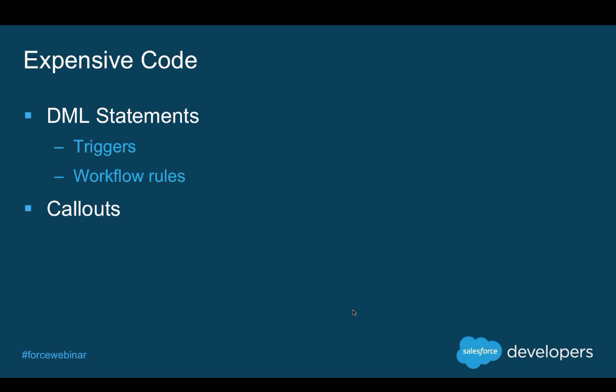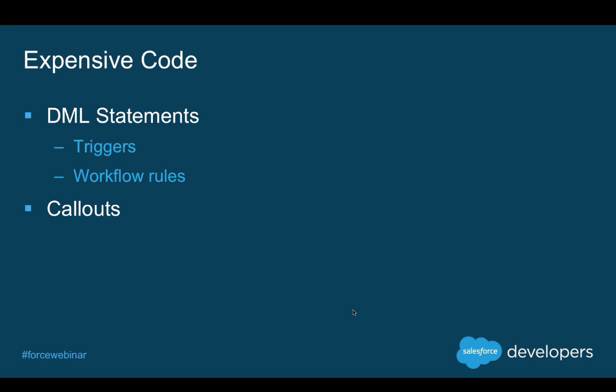Similarly with workflow rules, just have a look through your workflow rules, see which ones you're using. Often you can't remove them, you can't remove the need for them, that's fine, but just by calling the DML a small number of times, you will save time and you will improve the performance of your pages.